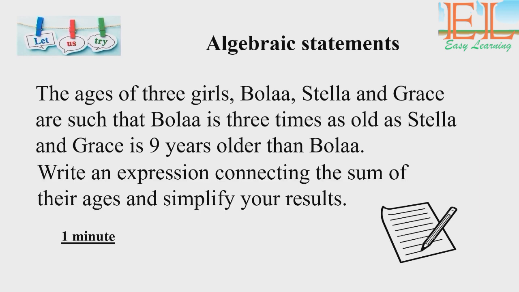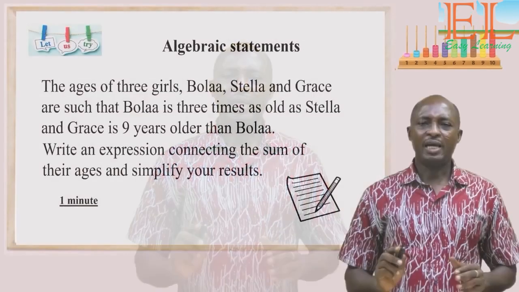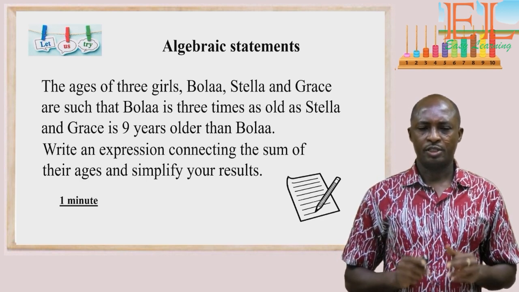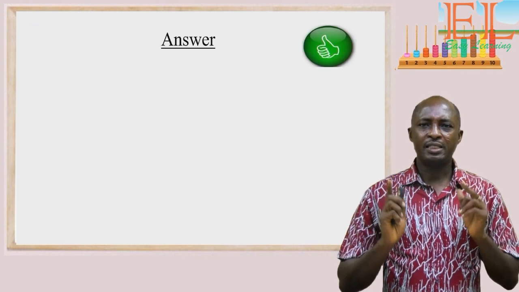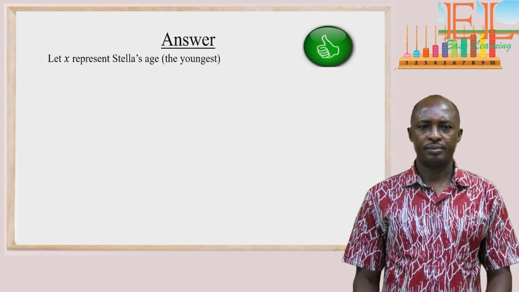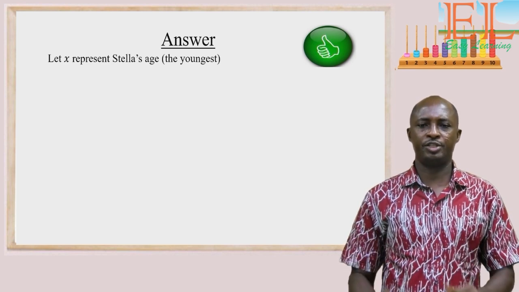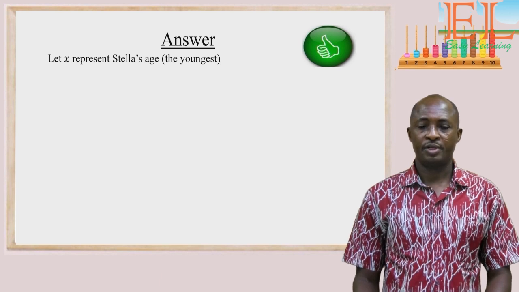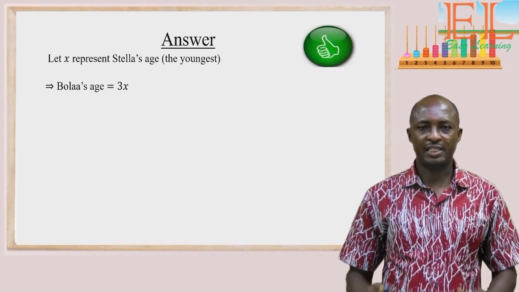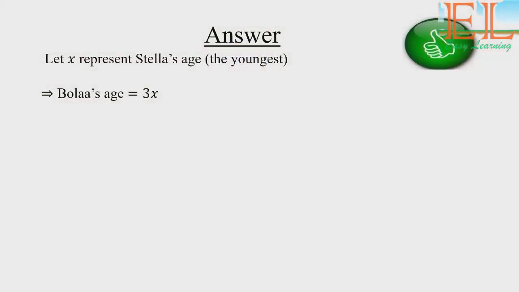Now, compare your solution to mine and let's see how it went. Looking at the 3 girls, their ages are related. So, I'll represent the youngest age with a variable, and that is Stella's age. So, let X represent Stella's age. Bola's age will now be 3x. That's 3 times Stella's age. Grace's age will be 3x plus 9.